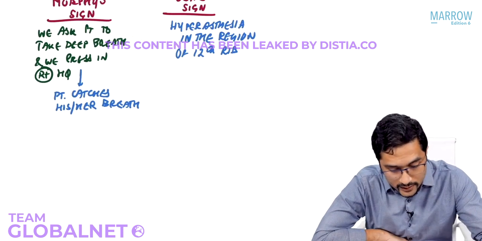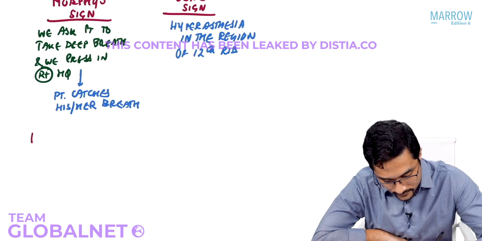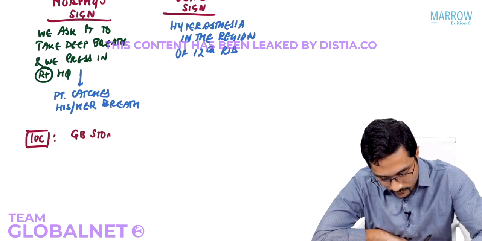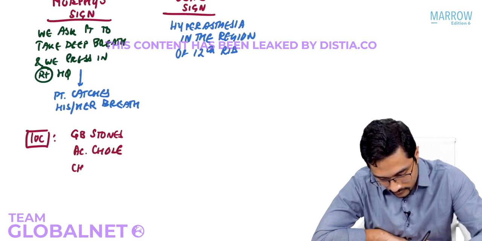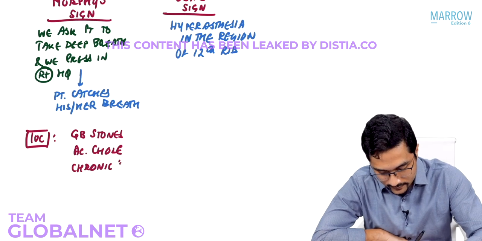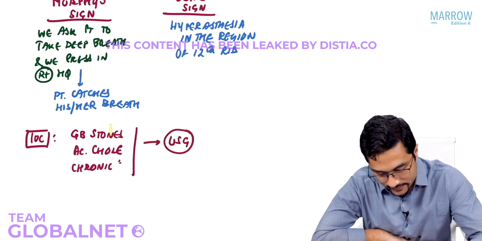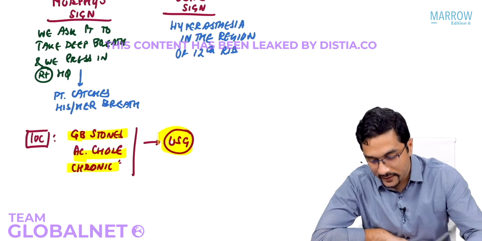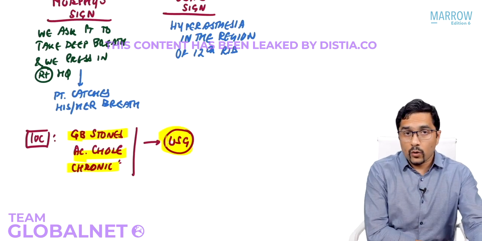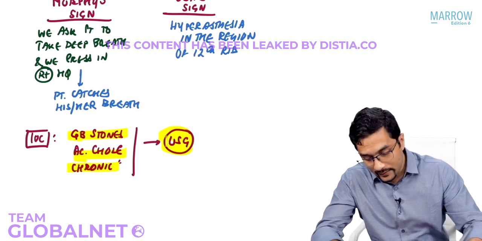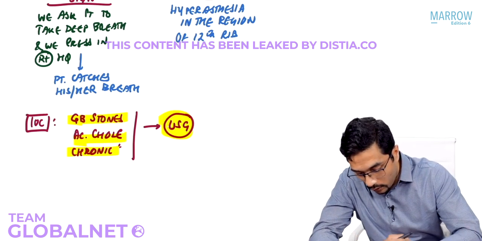Now, I've already told you the investigation of choice for GB stones, acute cholecystitis, and chronic cholecystitis. All three is ultrasound, and all three have been asked in the exam. So please remember, ultrasound is the investigation of choice. I've already told you what you will see. You will see a post-acoustic shadow, and you will see thickness in the GB wall.